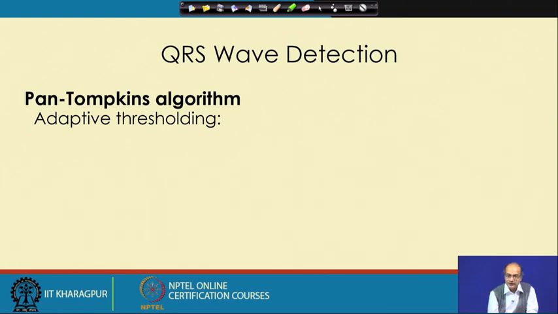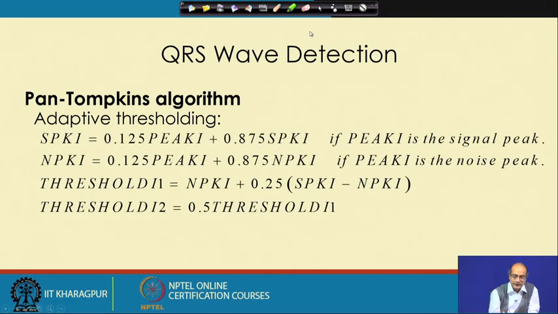Now comes the special contribution of Pan-Tompkins: the first change they made was that the thresholding should be adaptive. That is the beauty of the Pan-Tompkins algorithm. For that, they have introduced a couple of terms: the first one is SPK1, the second is NPK1, and two thresholds, threshold 1 and threshold 2, are introduced.